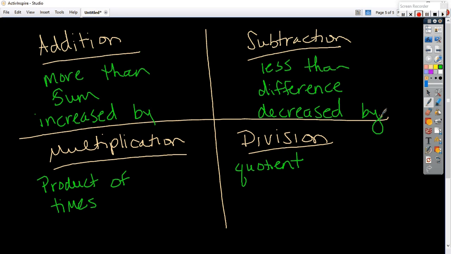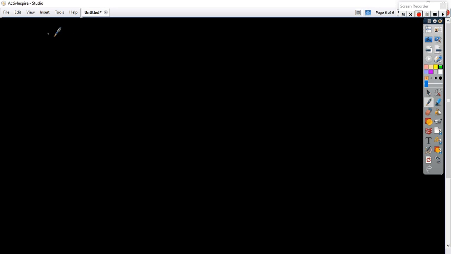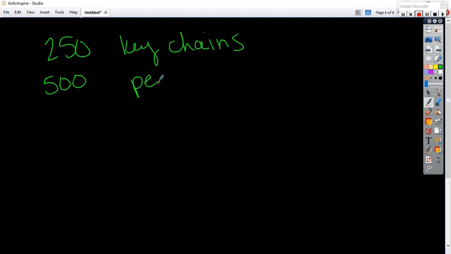Listen to this problem and write an expression for it really quickly, and then I'll give you your homework. We still got 8 minutes. We're good. Mr. Martinez orders 250 keychains printed with his athletic team's logo, and he orders 500 pencils printed with his web address. Write an algebraic expression that represents the cost of his order.